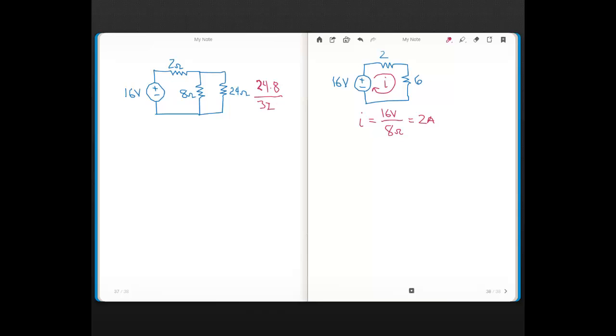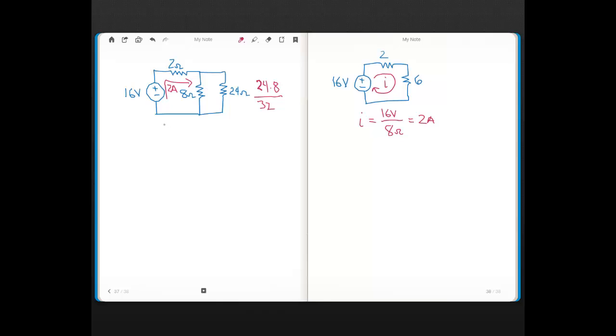So coming back over to this diagram, we can now say that there's 2 amps flowing like this. See, there's 2 amps flowing for the source and the 2 ohm resistor in this diagram, and that's the same 2 amps flowing through the 16-volt source and the 2 ohm in this diagram. But now when that 2 amps gets to the 6 here, well, that's these two resistors in parallel. So that 2 amps is going to split up through those parallel resistors.